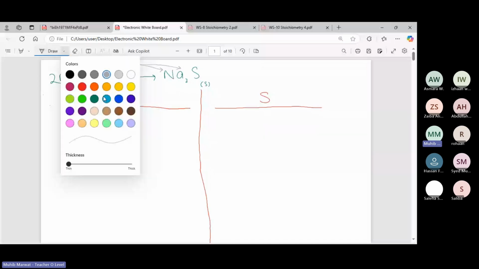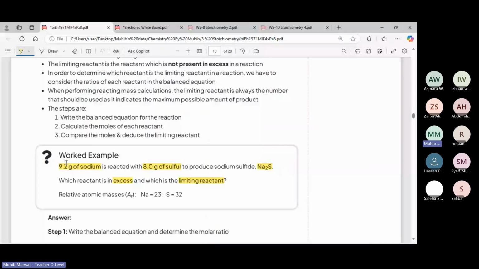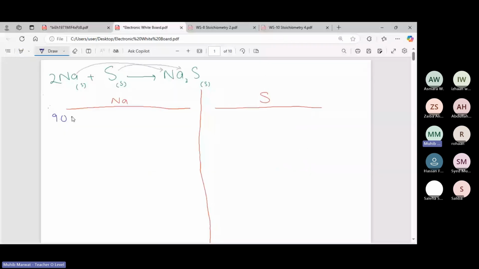They have given 9.2 grams of sodium. So as we know that for ratio calculation, we need the number of moles for both reactants, right? We know the formula and we have practiced this formula a lot. So the number of moles is equal to mass in grams divided by molar mass, and the molar mass of sodium is 23. Now please calculate it. Hurry up, within no time.